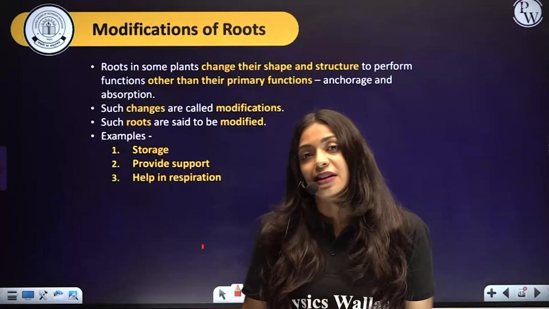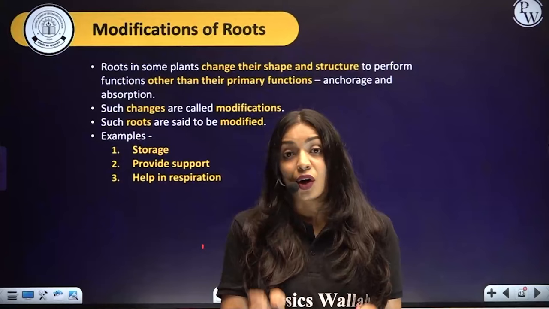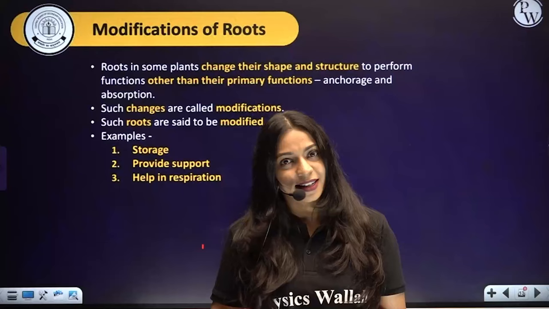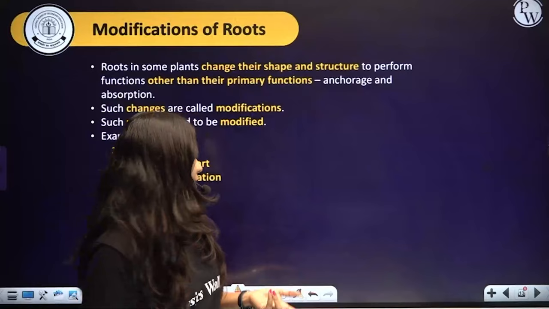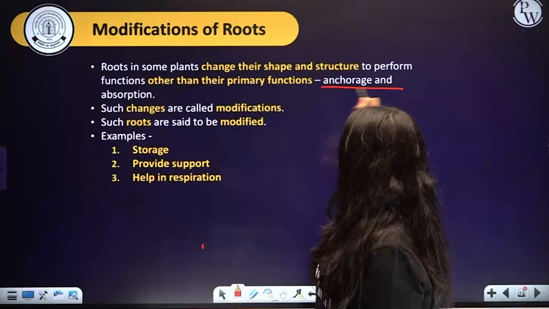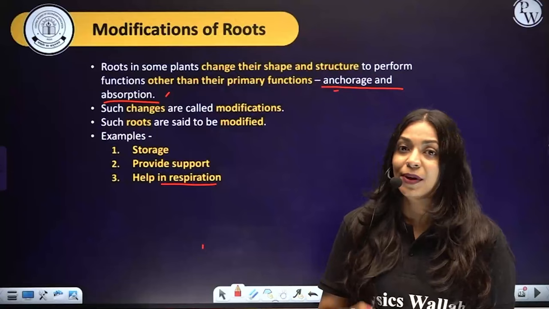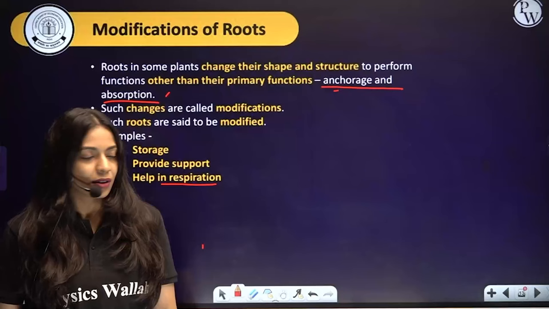Now, what are some examples where roots can be modified? In some plants, roots are modified to store food. Storing food is not a primary function of roots, right? If instead of helping in absorption and anchorage, or along with helping in absorption and anchorage, the plant roots store food, then that is considered to be a modification. Providing mechanical support to the plant is not a primary function of the root. In some plants, you can see that the roots provide support for the plant. So that is a deviation from its primary functions, which are anchorage and absorption. If you're doing anything other than the primary functions, then we call it modification. Similarly, some plant roots help in respiration. So all of these are modifications of roots. Okay? So we learn with examples about each of these.